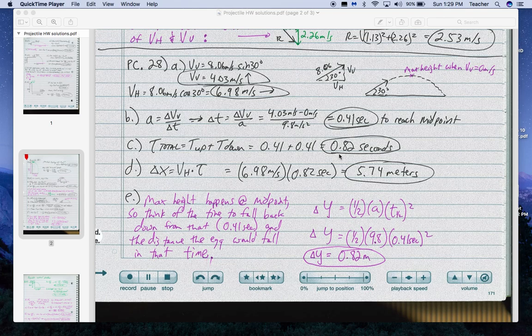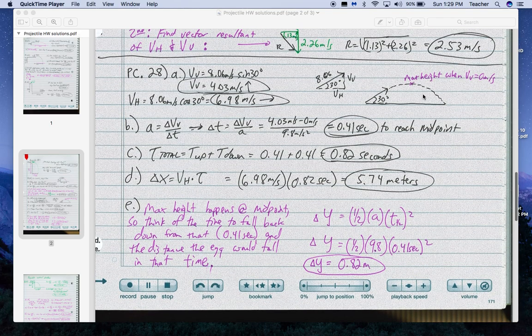0.82 seconds. Part D, again, this is similar to what we've already found out in the earlier horizontal problems. If we know the total time that this thing is in the air, we just multiply it by the horizontal velocity. Again, not the velocity here at the diagonal and not the vertical velocity, but the horizontal velocity will give us our horizontal distance.